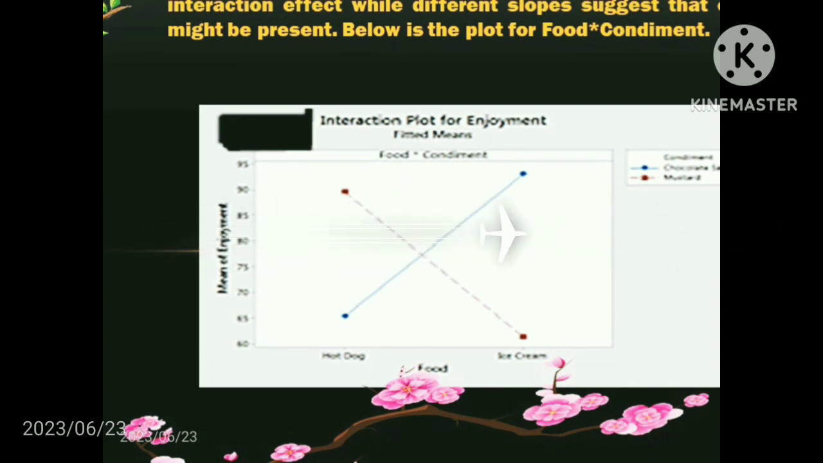Since they interact with each other, the significant p-value for the food and condiment term confirms it. The graph shows that enjoyment levels are higher for chocolate sauce when the food is ice cream. Conversely, satisfaction levels are higher for mustard when the food is hot dog. If you put mustard on ice cream or chocolate sauce on hot dogs, you won't be happy.